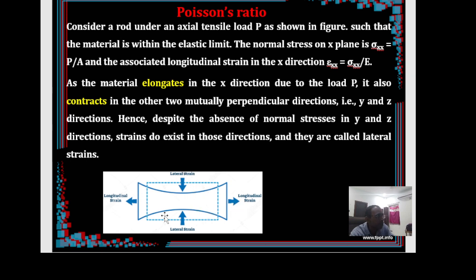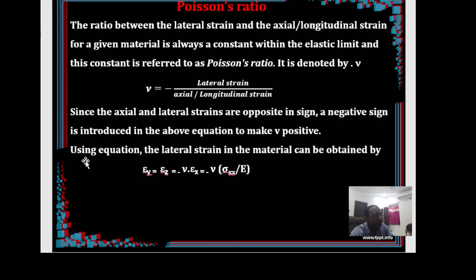Suppose if it is compression, the other two directions will be stretched out. Okay, that effect is called Poisson's effect. Now, as the material elongates in the x direction, now if you take any direction, say x direction you are taking, it also contracts in the two other directions, namely y and z directions, right? Now, how do you define this Poisson's ratio?